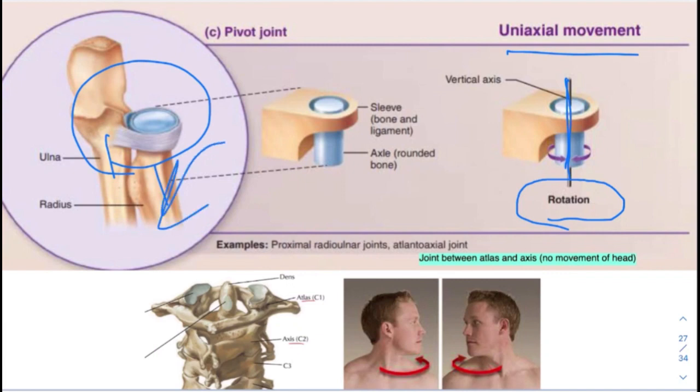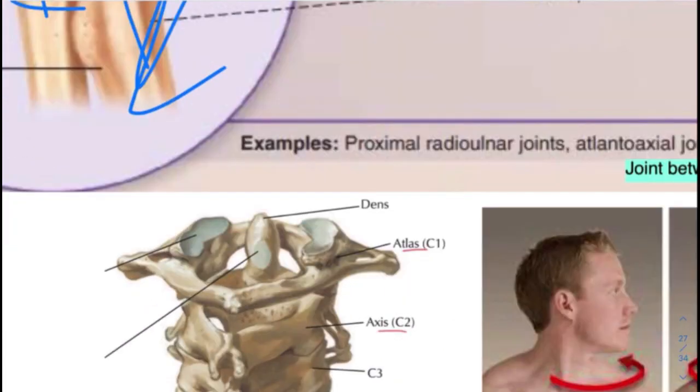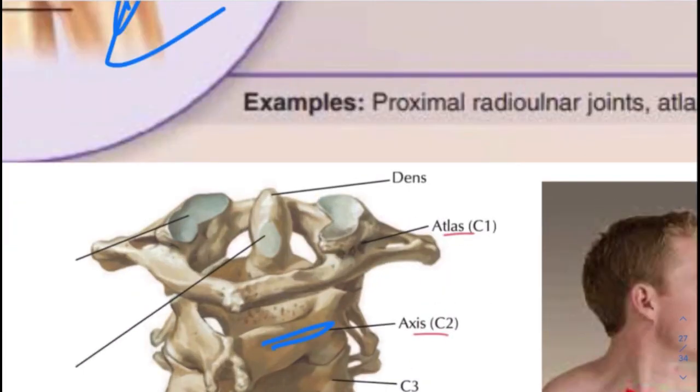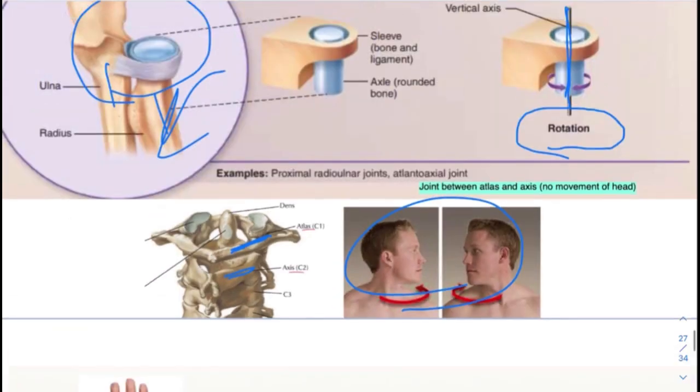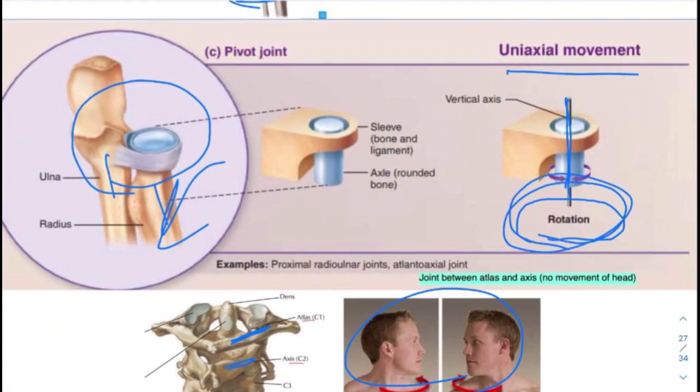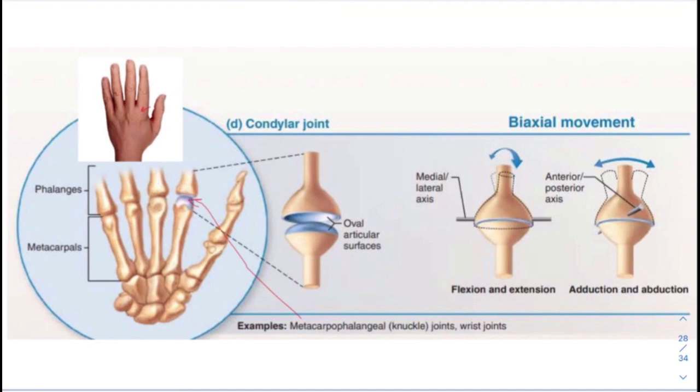And then another example is the atlantoaxial joint. Right here we have C2 or the axis, and here we have atlas or C1, and the joint connecting them is the atlantoaxial joint, and this joint permits rotation of the head. So we call this joint where rotation occurs a pivot joint. Okay, so the next type is the condylar joint.